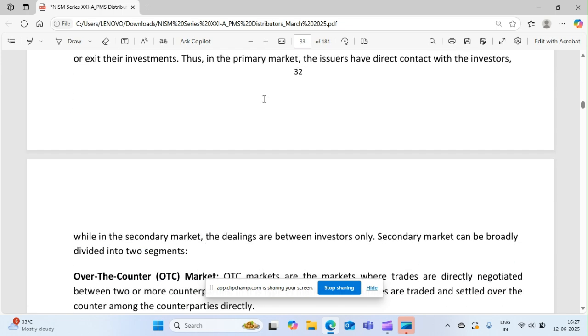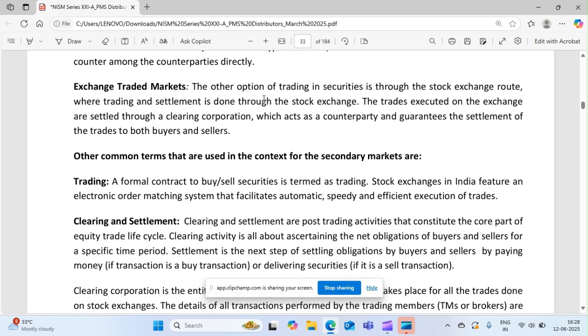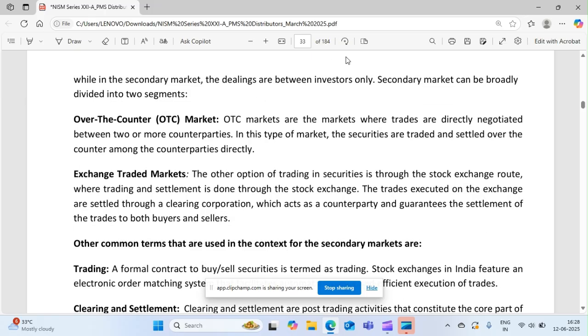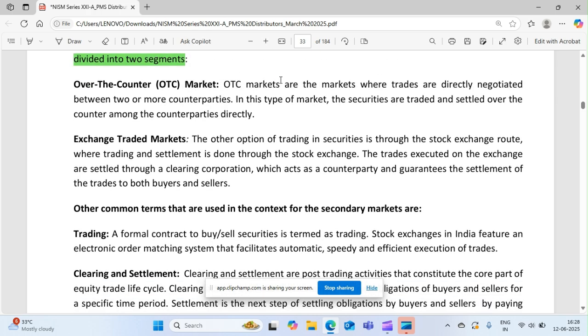Then we have secondary market. What is secondary market? Secondary market has many forms, but the two known forms are OTC and exchange traded. OTC is a transaction that happens between two parties, a mutually agreed transaction. However, exchange traded transactions always happen on recognized stock exchanges. And the point to be noted is that stock exchanges in India are also recognized under SCRA. That's very interesting, right? So secondary market has two types or two categories or two segments, which I have already told you. Please note them down for your exam.